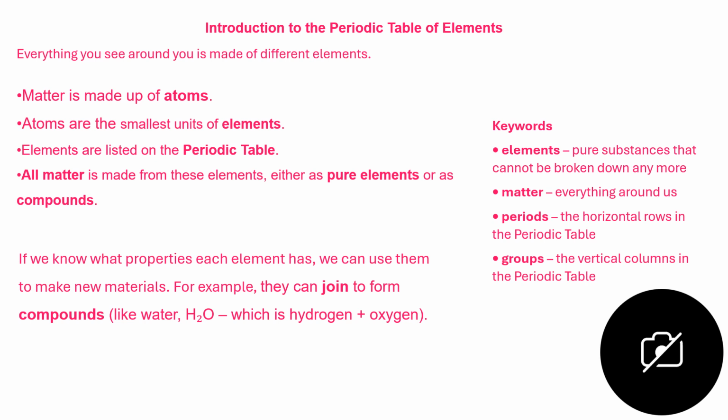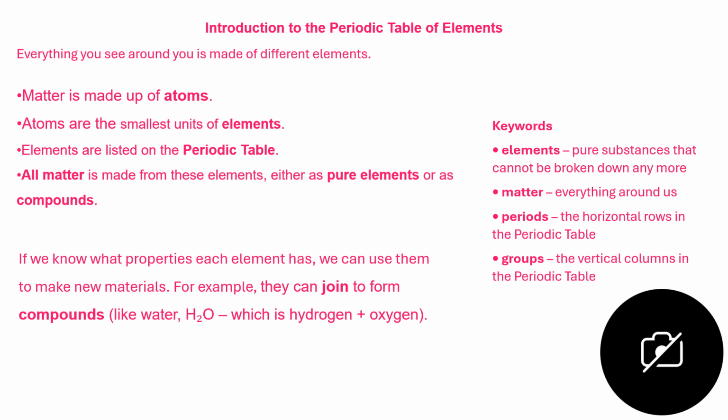Now, the keywords that you need to know for this section is elements. This means it is a pure substance that it cannot be broken down any further. Matter is basically everything around us. Then we need to understand the two words, periods and groups. Now, in this context, period means it is a horizontal row that is going horizontally across the periodical table. And then we have groups.